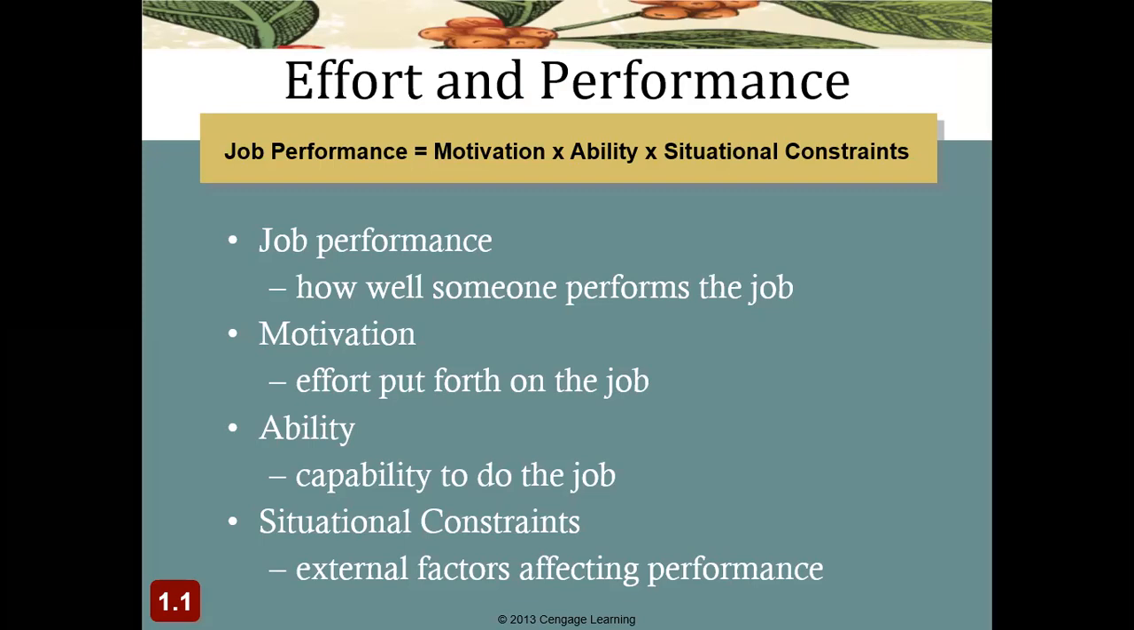So what you're saying is job performance is how well someone performs the job. Motivation is the effort you put forth on the job, and ability is the capability to do the job. Situational constraints are the external factors affecting your performance. So again, all these things make up the idea between effort and performance. Just remember, performance equals motivation times ability times situational constraints.